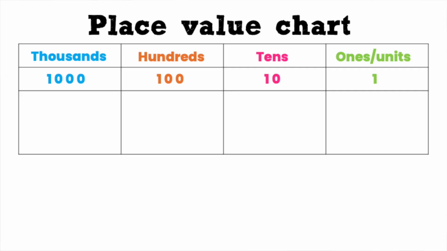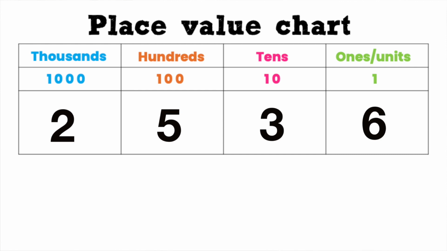So, we're going to be working with the number 2536. And the first thing we're going to do is place our number into the place value chart. And then we'll be able to see in which place value each digit falls. 2, 5, 3, 6. So let's start with the digit 6. We can see that the 6 is in the ones and the units place.